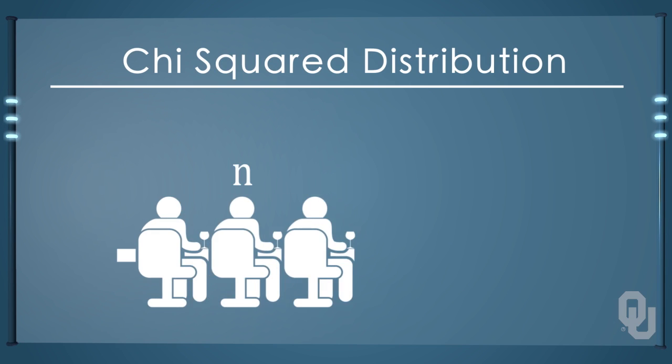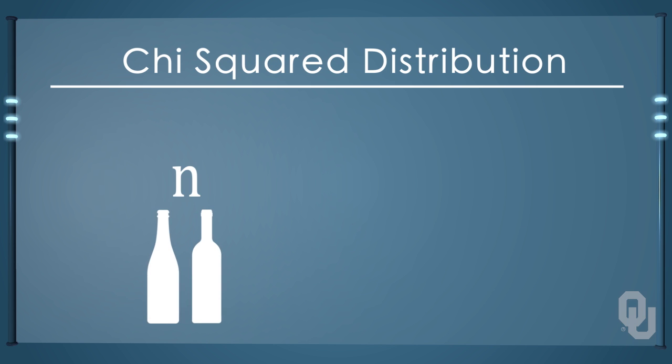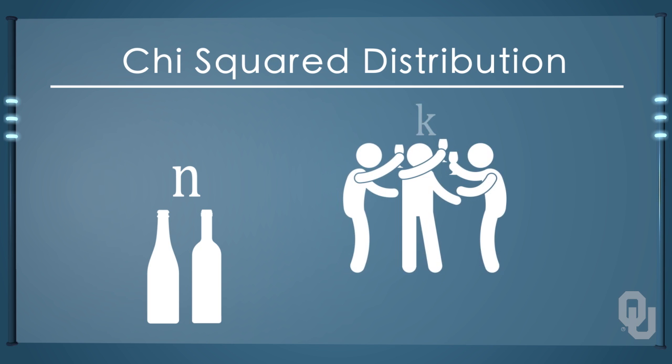n wine judges rate k different wines. Are any wines ranked consistently higher or lower than the others? Or how's this? N wines are each rated by k different judges. Are the judges' ratings consistent with each other?